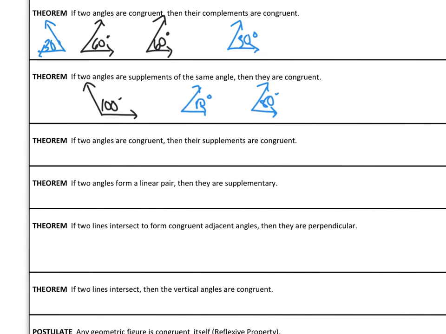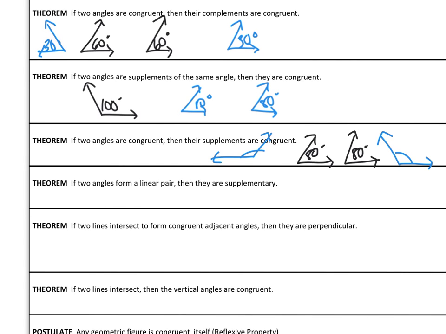If 2 angles are congruent, then their supplements are congruent. So if I, in reverse, started with the 2 80-degree angles, those are 2 congruent angles, which means their supplement over here would be the 100, has to be congruent to the supplement of the other angle, which also would have to be 100.